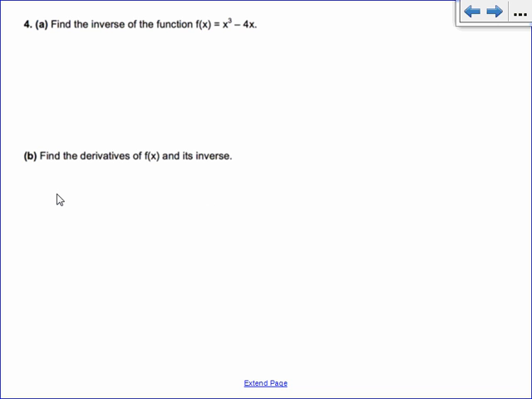So part A, I shouldn't say find the inverse of the function. If I did try to find the inverse of the function, I'd have x equals y cubed minus 4y. And then how do you get the y by itself? You can't really pull out the y because you still have a y squared. So I'm not going to have you find the inverse, but I am going to have you find the derivative of f of x and its inverse. So let's start with f of x, and then we'll talk about f inverse of x.